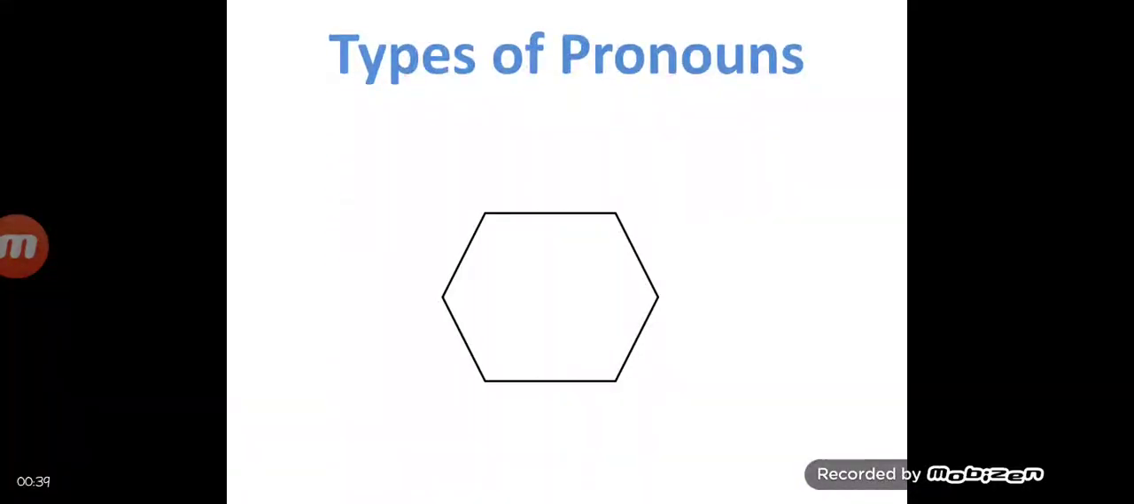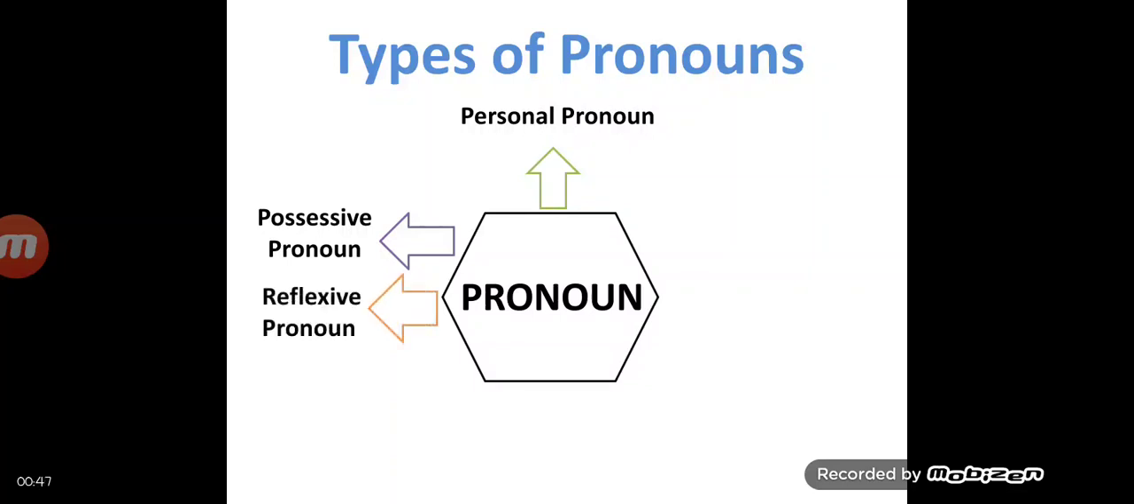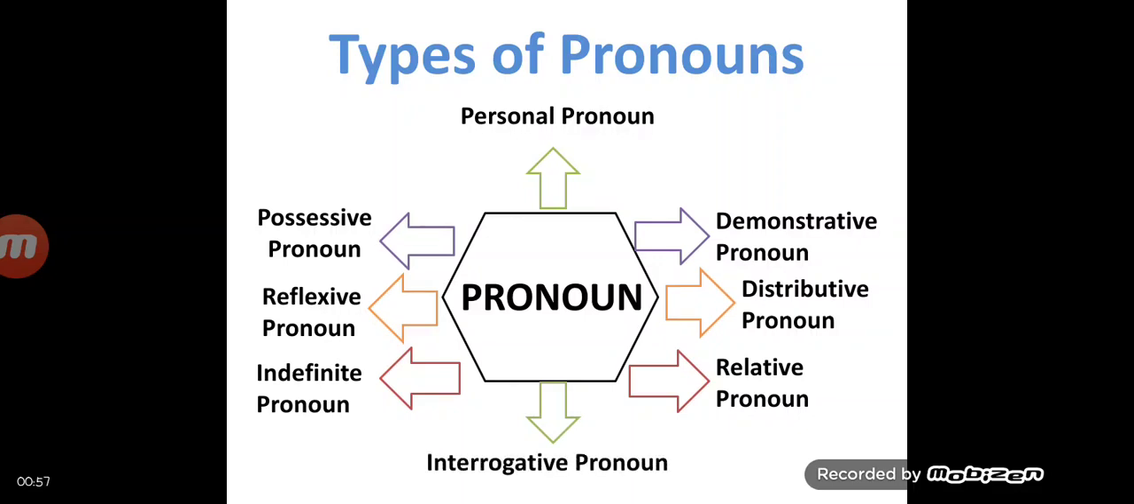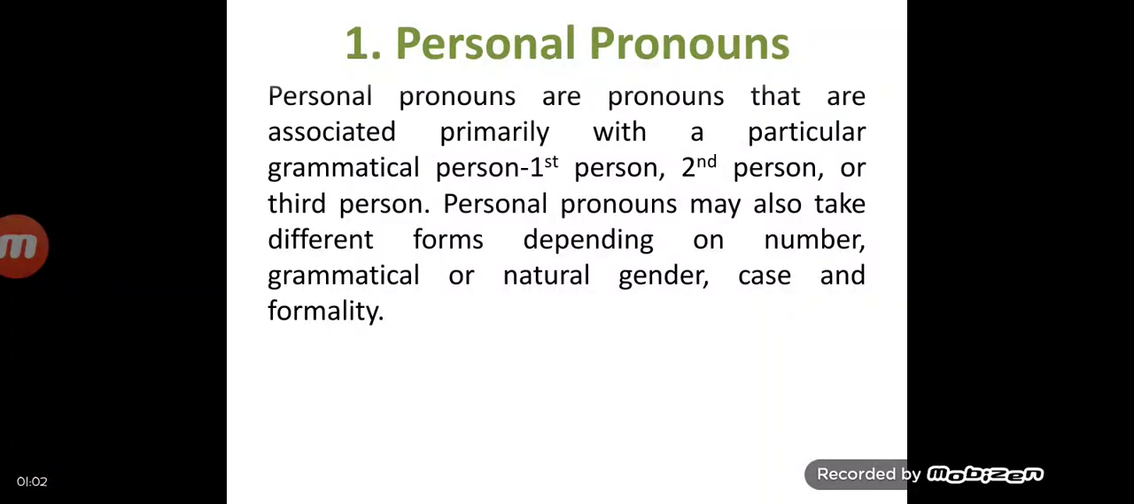There are 8 types of pronouns. Personal pronoun, possessive pronouns, reflexive pronoun, indefinite pronoun, demonstrative pronoun, distributive pronoun, relative pronoun, and the last one is interrogative pronoun. Let's start with the personal pronoun.